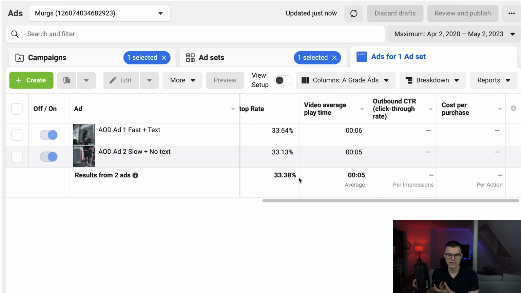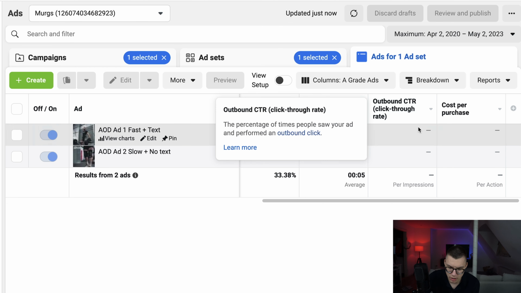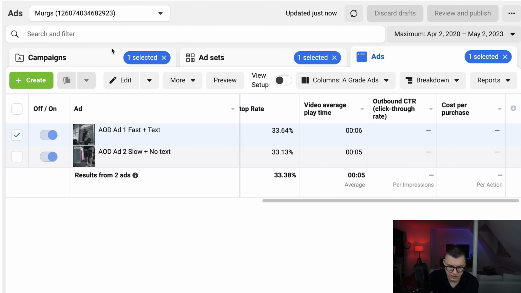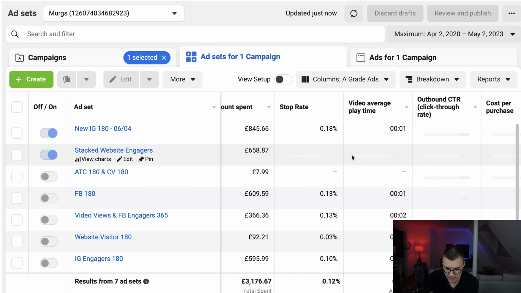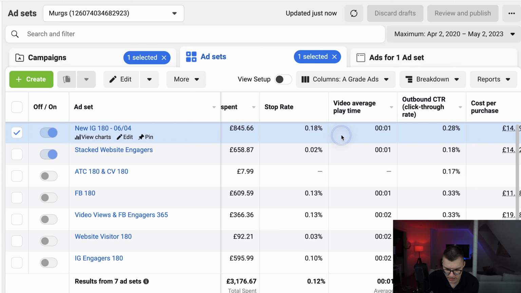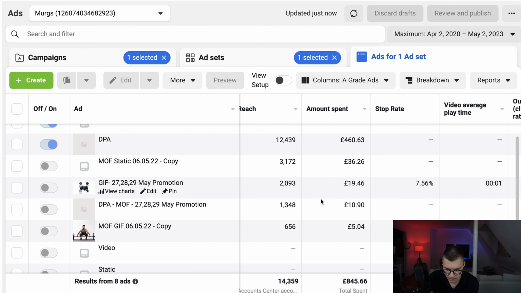Then we have the average playtime. The higher, the better. I aim for 4 seconds plus. So if it's above 4 seconds, usually that's in the green area. It depends on the account averages, etc. But usually that's very good. Then we have the outbound CTR and the cost per purchase, right? So if we take a look at this one right here, and then dive into this one maybe, and then we have this one.